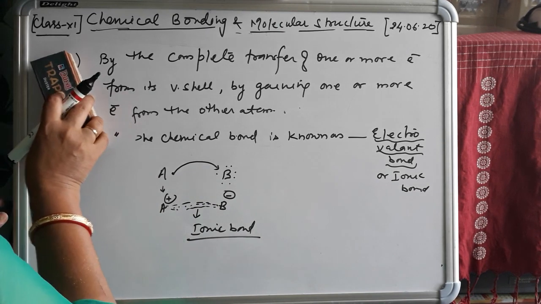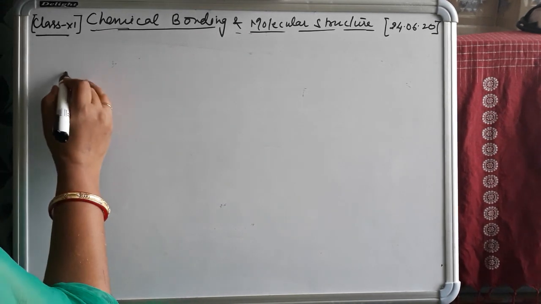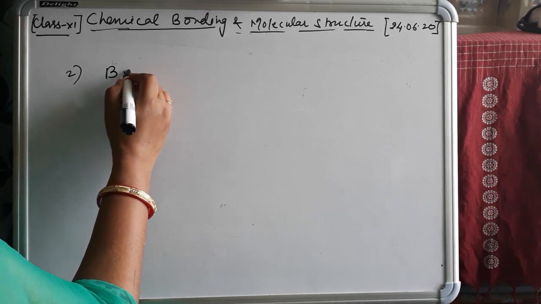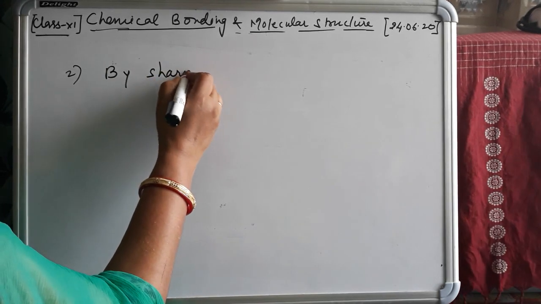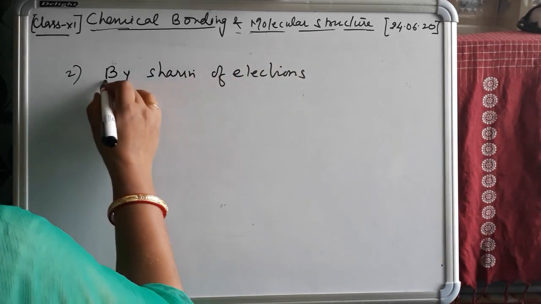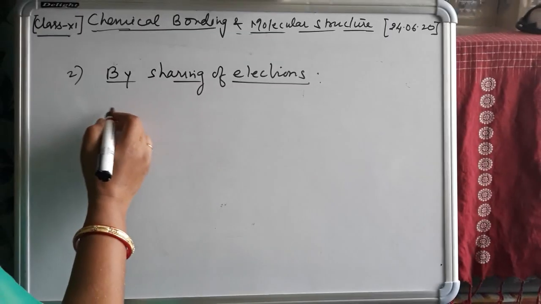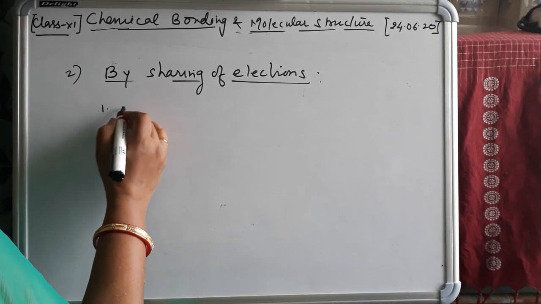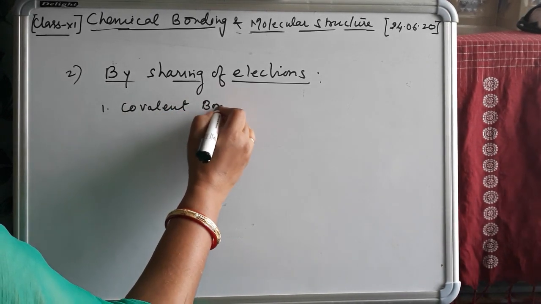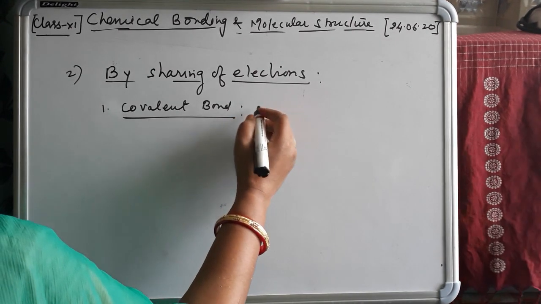And the second method to attain stable configuration, meaning octet configuration or inert gas configuration, is by sharing of electrons. It occurs in two ways. First is called the covalent bond. Covalent bond is formed by the mutual sharing of electrons.